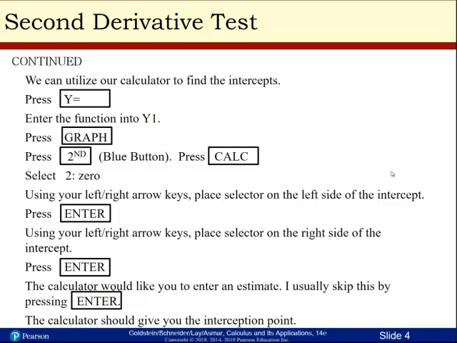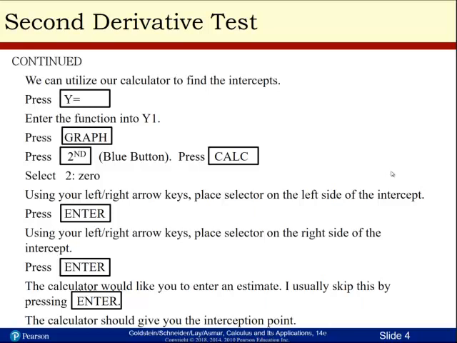You'll select number 2, which is to find the 0. You'll use your left and right arrow keys to place the selector on the left side of the intercept. You'll press enter. Use your left-right arrow keys to place the selector on the right side of the intercept and press enter. Now this selector looks like a little flower or a little spider or something like that. You'll see him. Just move your arrows left and right until you find him.